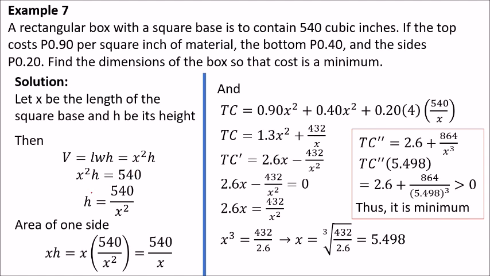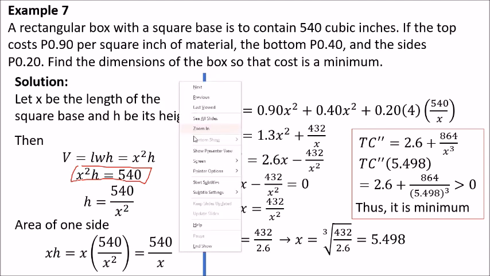And we solve for h here para one variable lang yung i-manage dito sa ating magiging formula later. So, from this formula, we have h here. Okay, divide both sides by x squared, kaya h equals 540 over x squared. Okay, balik ko muna sa laser.